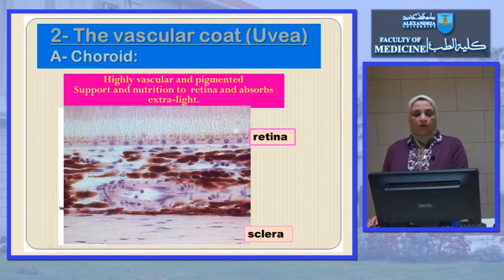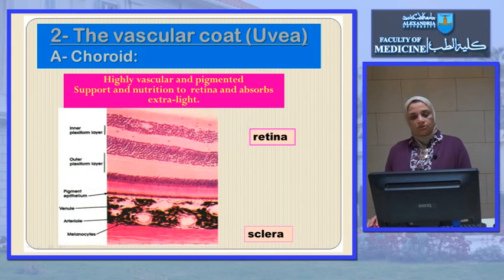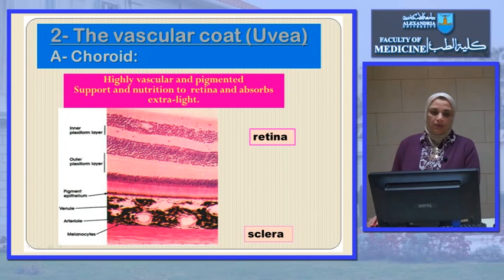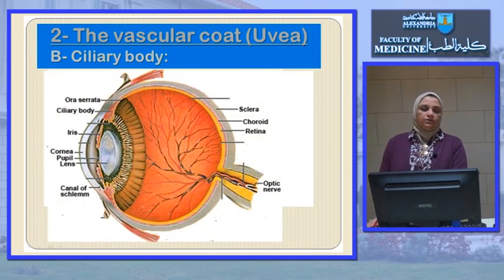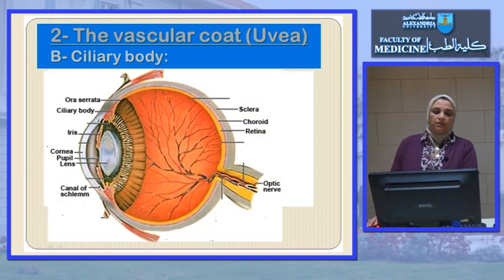We have 2 other structures. You can see here the layers of the retina, the most inner layer, and under it the middle coat, which is the choroid, and we can see the blood vessels and the melanin pigments. Then to the outside we can see the sclera. Then we'll discuss the second part of the uveal tract, the ciliary body.